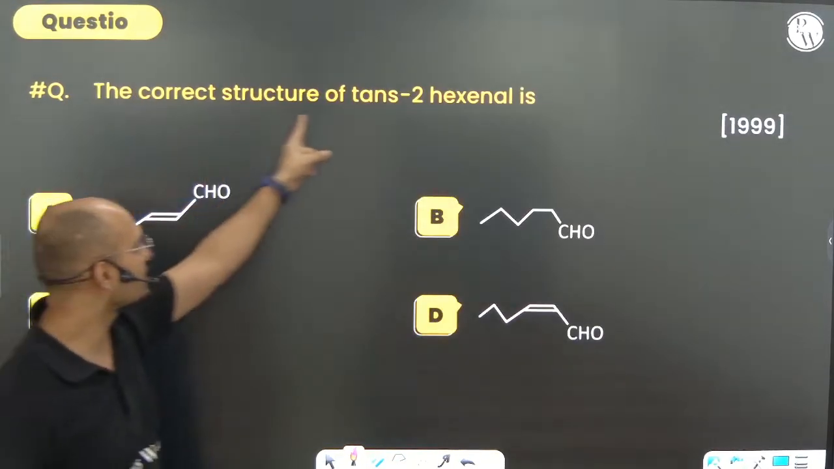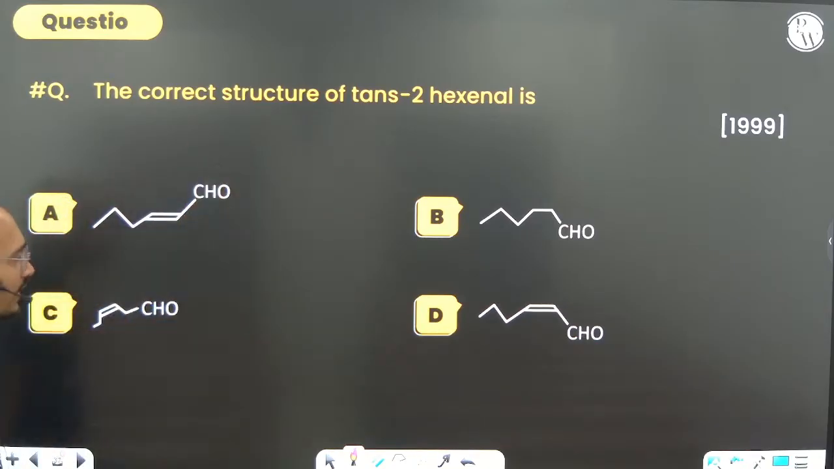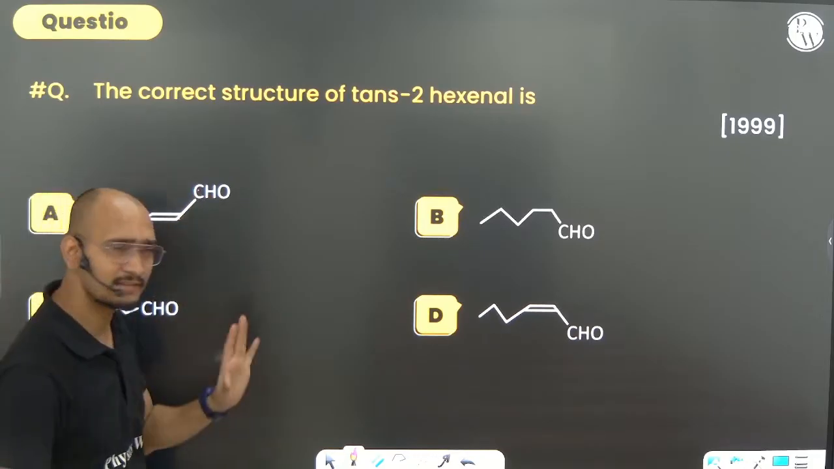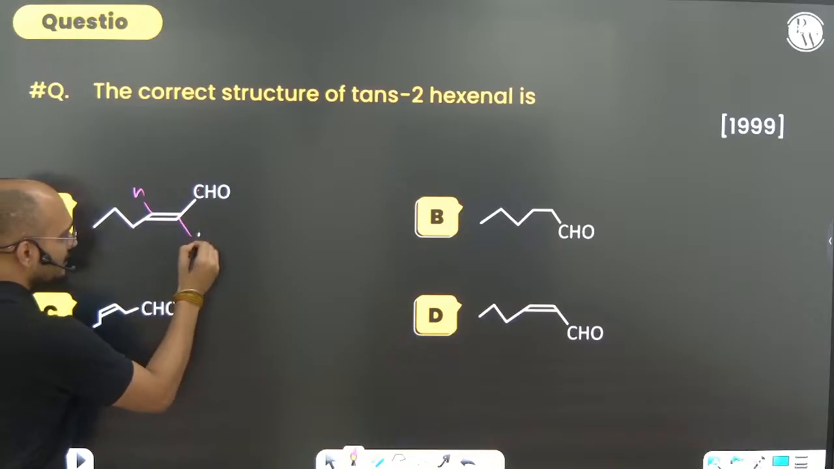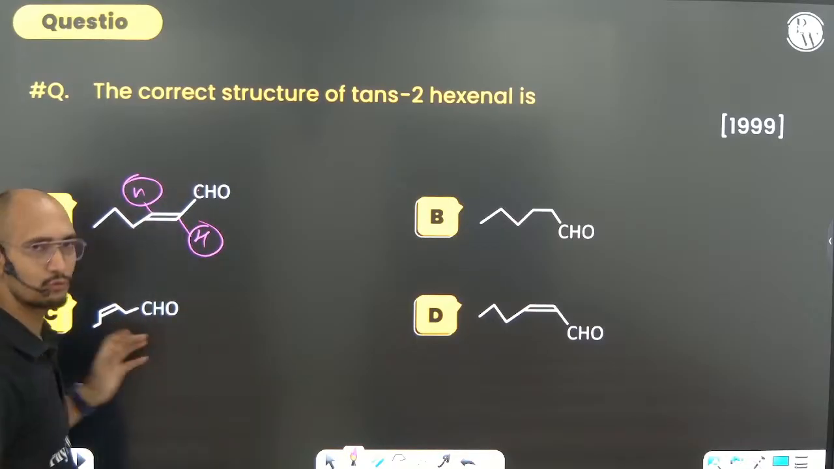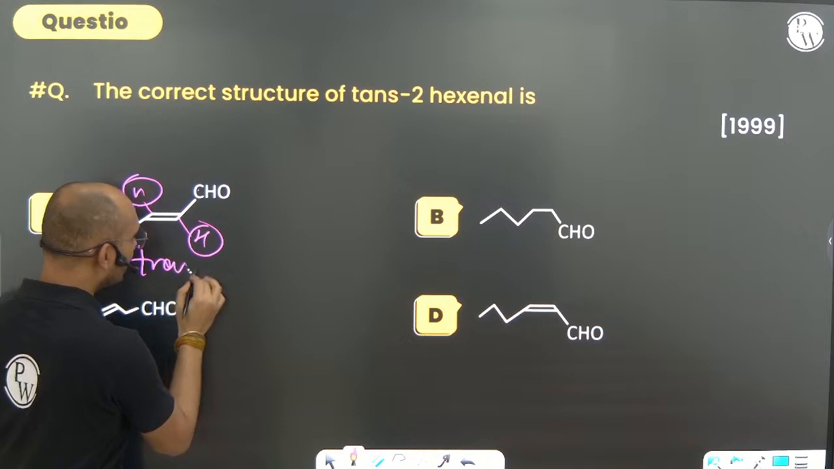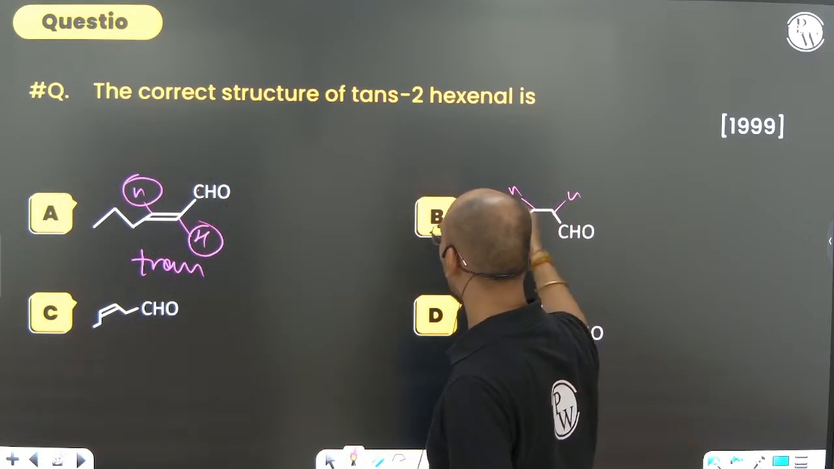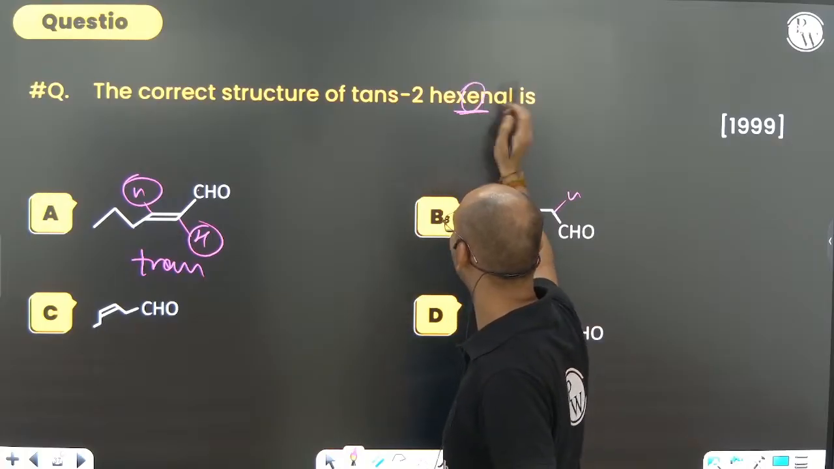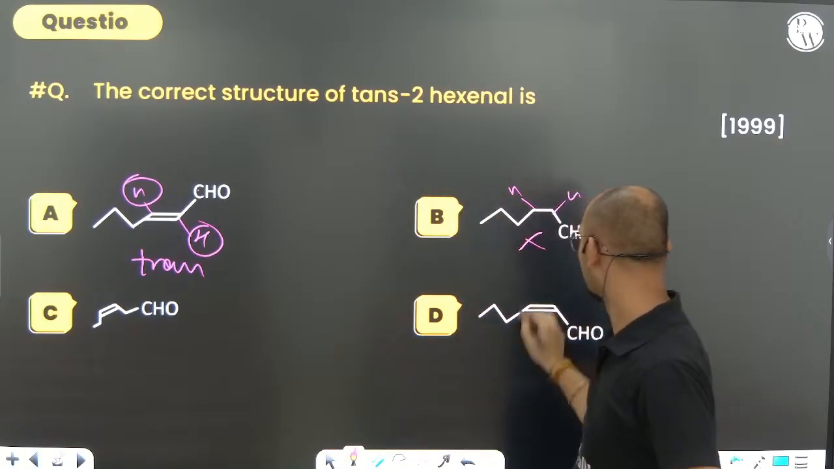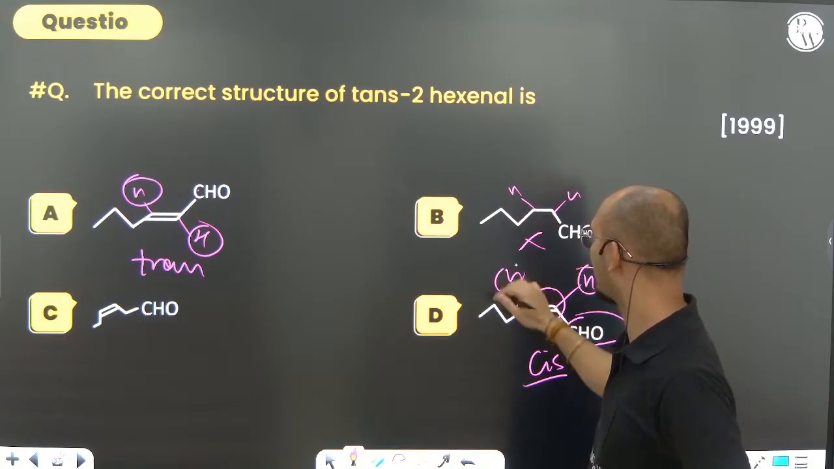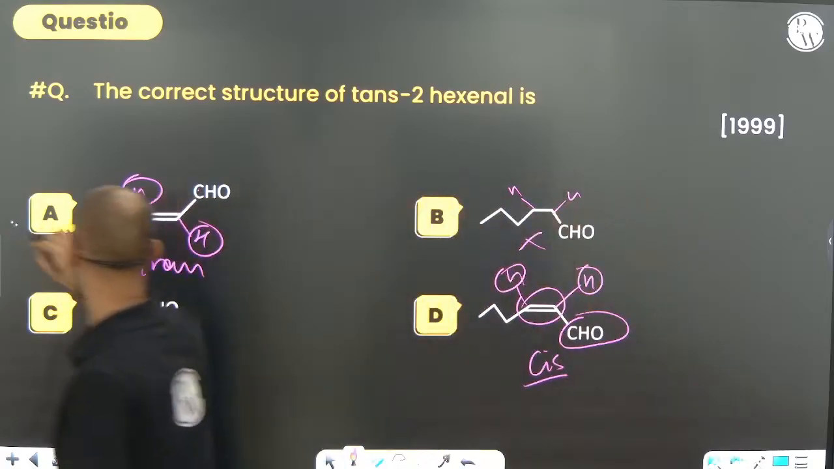Next, the correct structure of trans 2 hexenal. Hexenal means number of carbons should be 6: 1 2 3 4 5 6. Is it trans or cis? Can you see there is H here, the same group on the opposite side, so of course it is trans. Here it is hexenol, not hexanal, so there is no double bond, so wrong. Here there is a double bond, but it is cis, can you see, both H on the same side, so it is cis. So forget it, option A is the correct option.